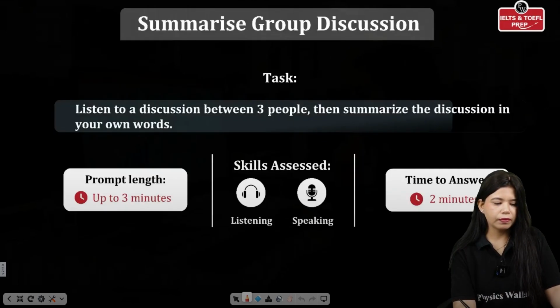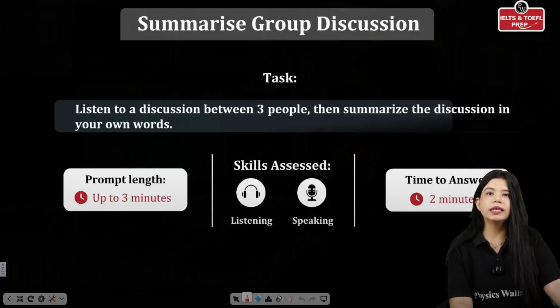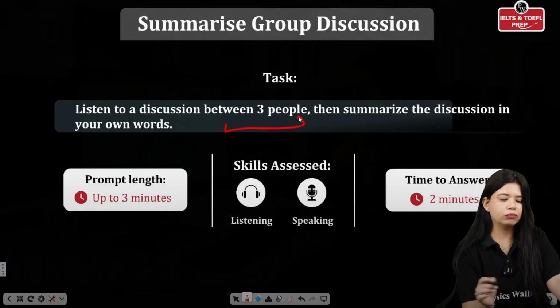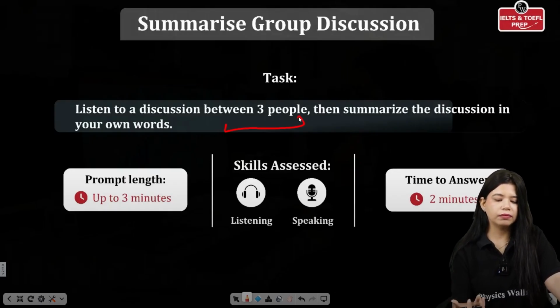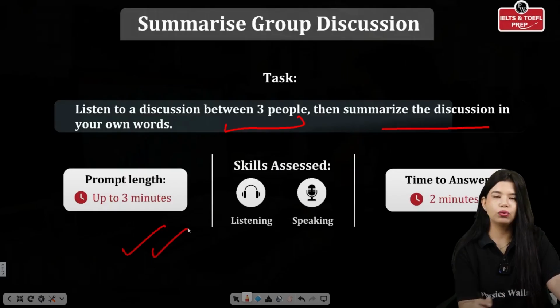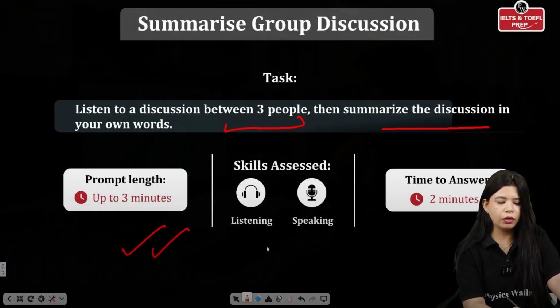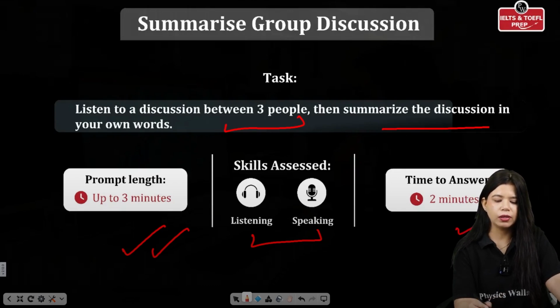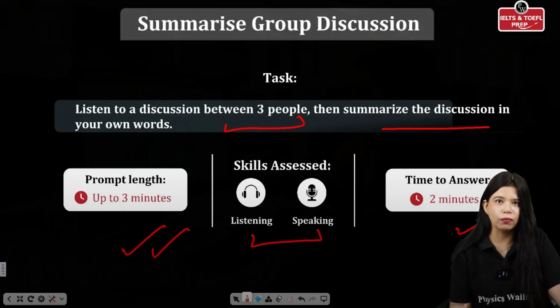Moving on. Now next task is summarizing group discussion. Here you will hear 3 people discussing something and then you'll have to summarize the discussion in your own words. Now this discussion can be up to 3 minutes long, and you will be assessed on your listening and speaking, and for that 3-minute audio you will be given 2 minutes to summarize that group discussion in your own words.